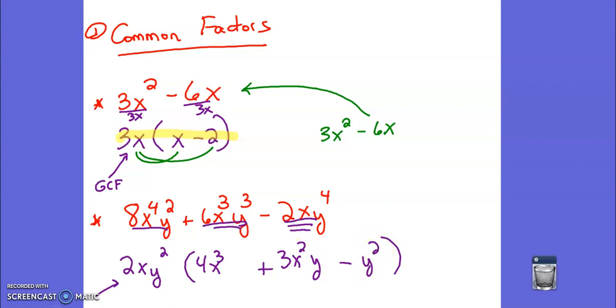And then just one quick comment, there should not be anything common between all 3 of those. If you still have an x common with all 3 of them, that means you didn't factor out the GCF. Or if you still have a number common with all 3 of those, or a y common with all 3 of those, then you did not factor out the GCF. All right, that's method number 1, common factors.